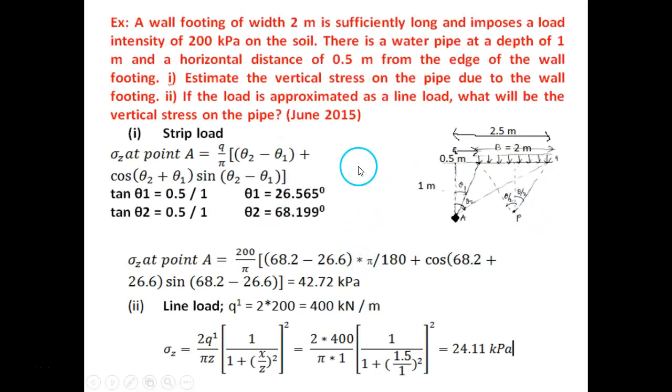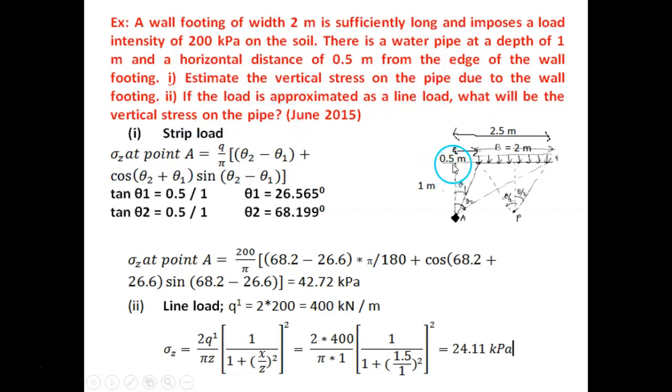Next example. A wall footing of width 2 meter is sufficiently long and imposes a load intensity of 200 kilonewton per meter square on the soil. There is a water pipe at a depth of 1 meter and a horizontal distance of 0.5 meter from the edge of the wall footing. First point, estimate the vertical stress on the pipe due to the wall footing. Second point, if the load is approximated as a line load, what will be the vertical stress on the pipe?